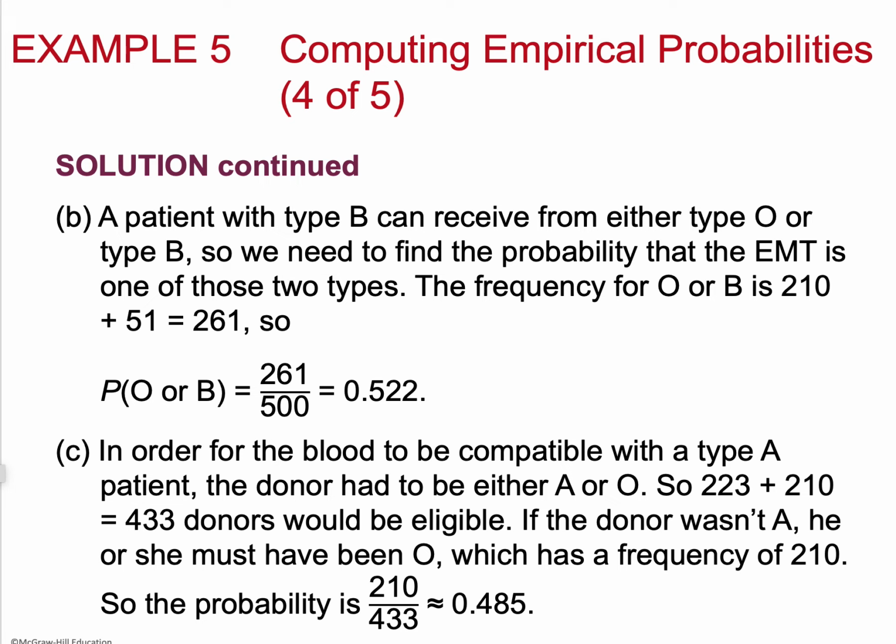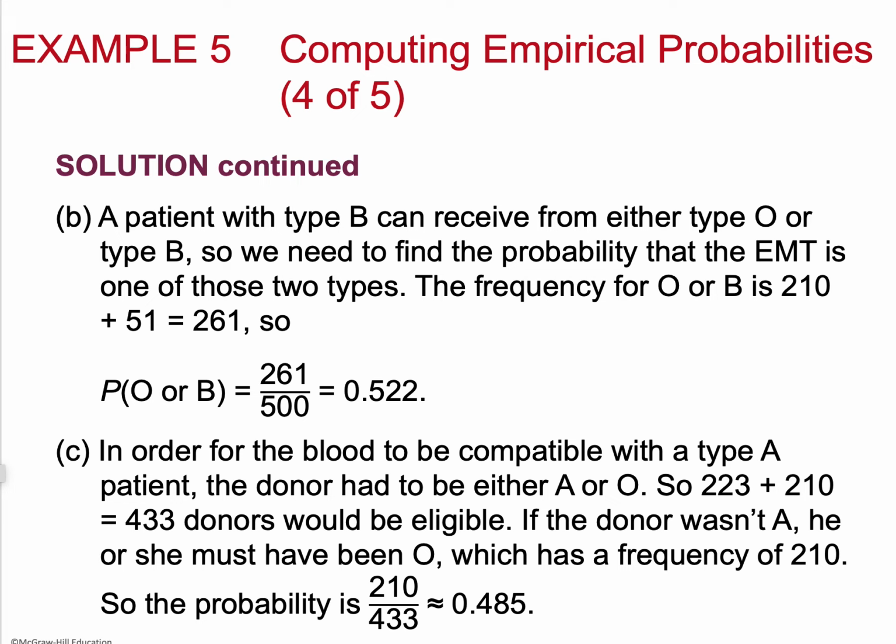In part B, a patient with type B can receive either O or B because O is a universal donor. So if I want to know O or type B, I'm going to add 210 plus 51. So there are 261 people that could donate to somebody with type B, and there are 500 people total, which gives me 0.522 or 52.2%.